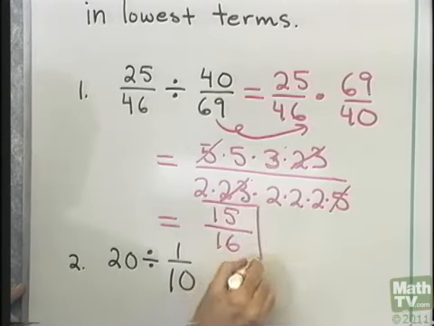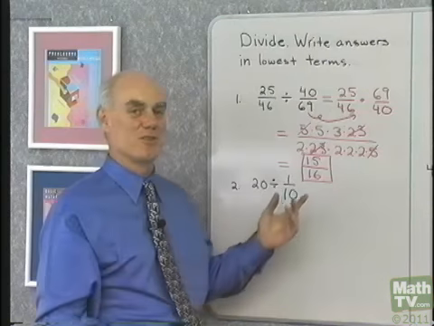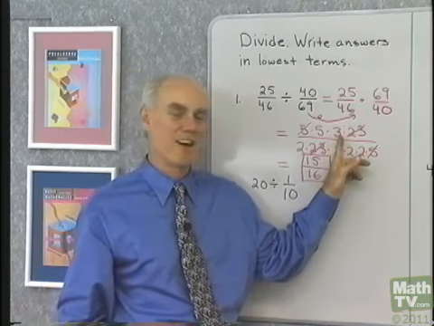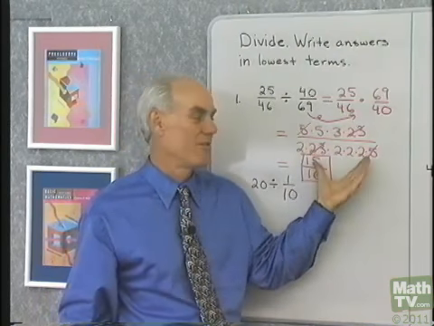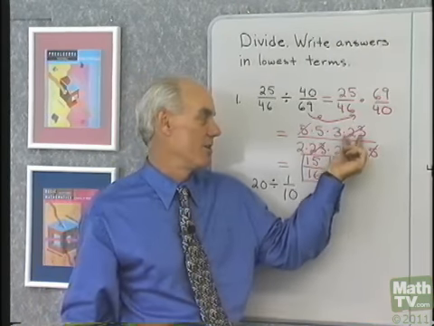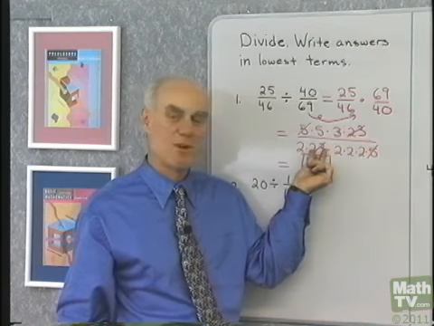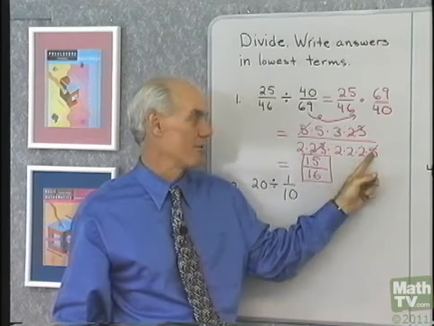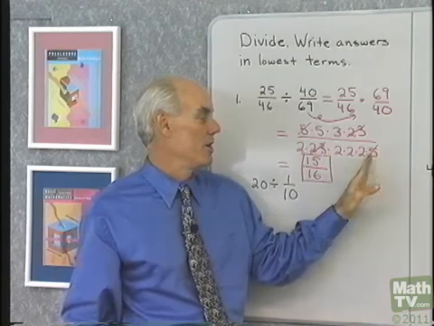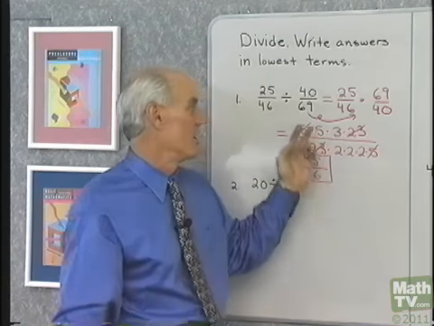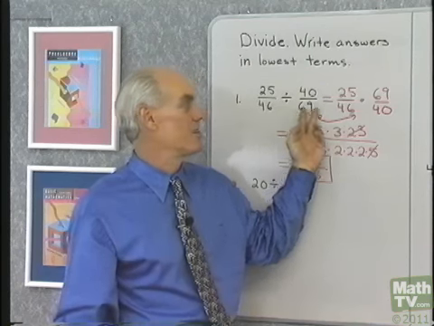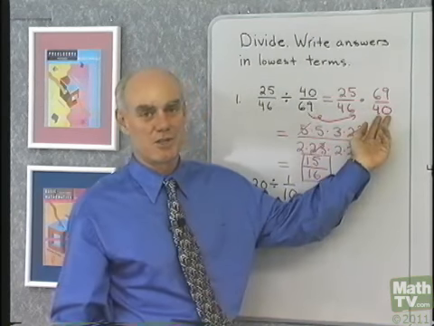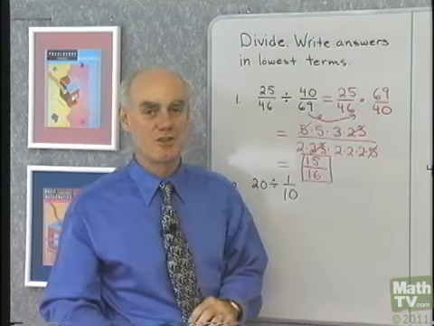So 15 over 16. And you can see what I almost did there. I almost divided out this factor of 3 with the 3 and 23, which of course you can't do. So I can only divide common factors from the numerator and denominator. I have a common factor of 23, which I can divide out, and another common factor of 5, which I can divide out. But here's the idea behind division. To divide by 40 over 69, I simply multiply by its reciprocal, 69 over 40. That's the only thing that's new in this section.